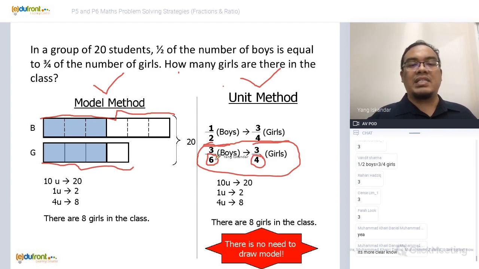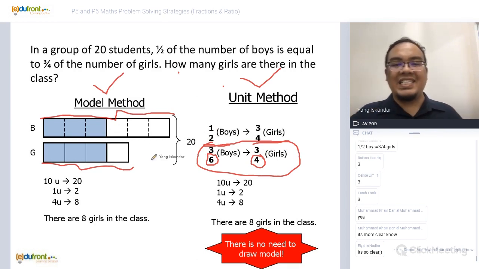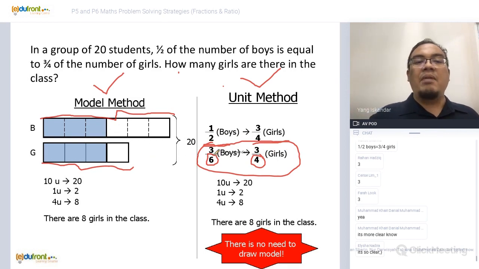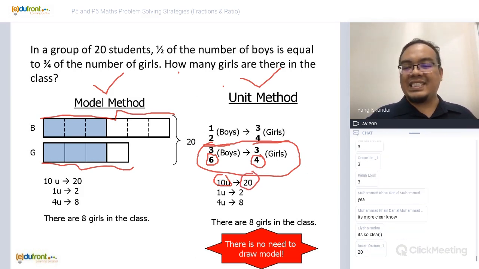So 6 units are the total units of boys. For girls, 4 units is the total for girls. Okay, and how many students are there altogether? So you need to add up 6 plus 4. This is 10 units, which you get from adding 6 to 4, right? 6 plus 4, you get 10 units, and 10 units is 20.